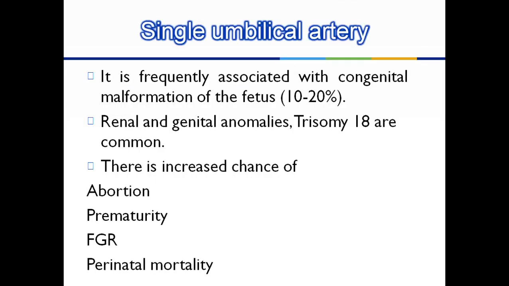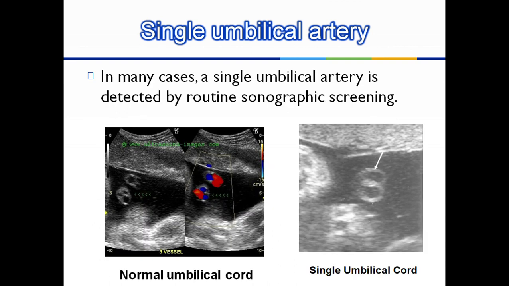Single umbilical artery is frequently associated with congenital malformation of the fetus, renal and genital abnormalities, and trisomy 18 are the common ones. There is increased chance of abortion, prematurity, fetal growth restriction, and perinatal mortality. In many cases, a single umbilical artery is detected by routine sonographic screening.